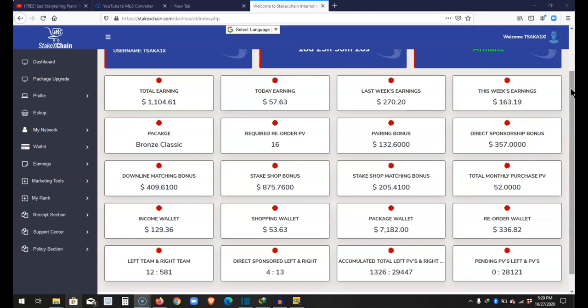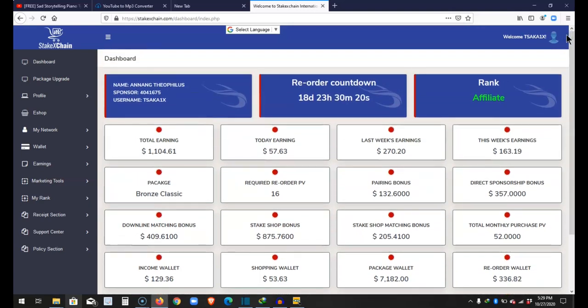My name is Theophilus, and today I'm going to take you through what I call the dashboard basics, and you're going to see some very important things you need to know about the dashboard. Now, when you log into the StakeXchain back office, there are two main parts. The first part is the dashboard, which is this white area. This whole white area is what we call the dashboard.